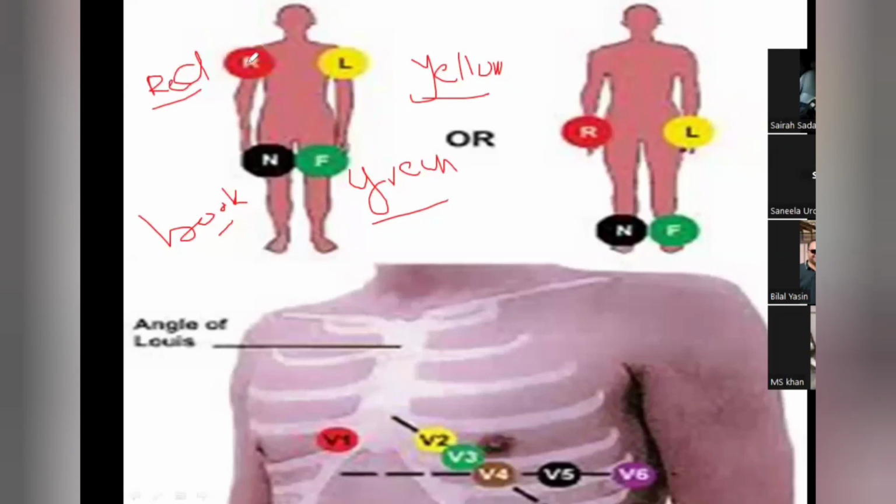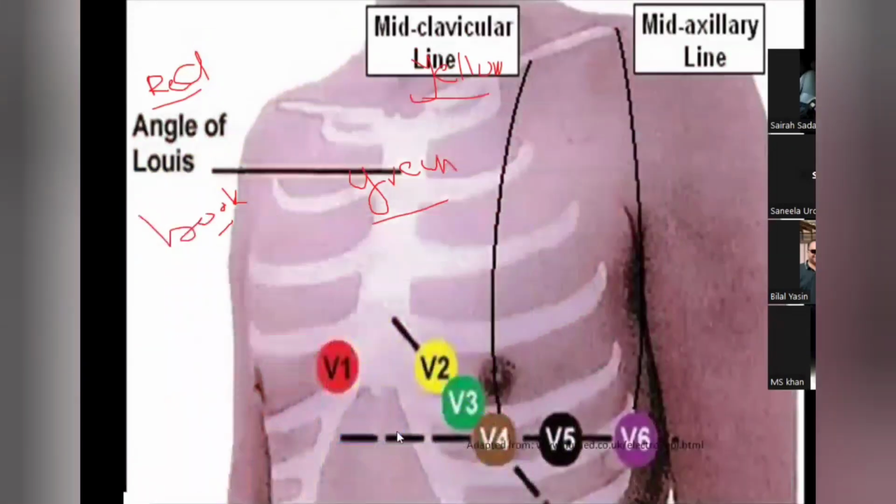So the red one is placed on the right side, R for red. All right, R for red and R for right side. Then there's a yellow one that is placed on the left arm or left hand or the left wrist. And there is the green one that is placed on the left foot. And all these three give you recording of the electrical activity going on in the heart. These are known as the limb electrodes, and they will give you limb leads. I will tell you later what is the leads and what is electrodes.